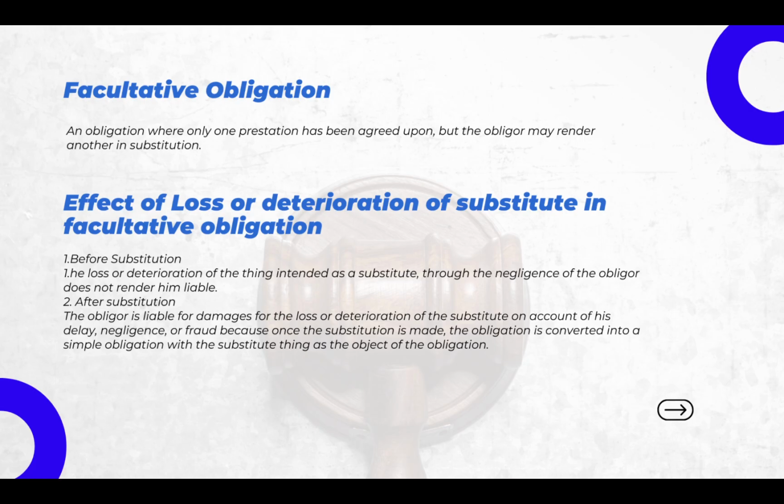Okay? Ano yung effect of loss or deterioration of substitute in facultative obligation? Ano yung effect pag nawala or nasira ng substitute? Before the substitution, the loss or deterioration of the thing intended as a substitute through the negligence of the obligor does not render him liable. Okay? Pero after the substitution, the obligor is liable for damages for the loss or deterioration of the substituted. Pero yung sa una, before, walang liability yon kasi pwede pa naman may kapalit pa. Pero pag nasabi niya na yung substitution, ito na ibibigay ko, yung relo, may damages na yun.